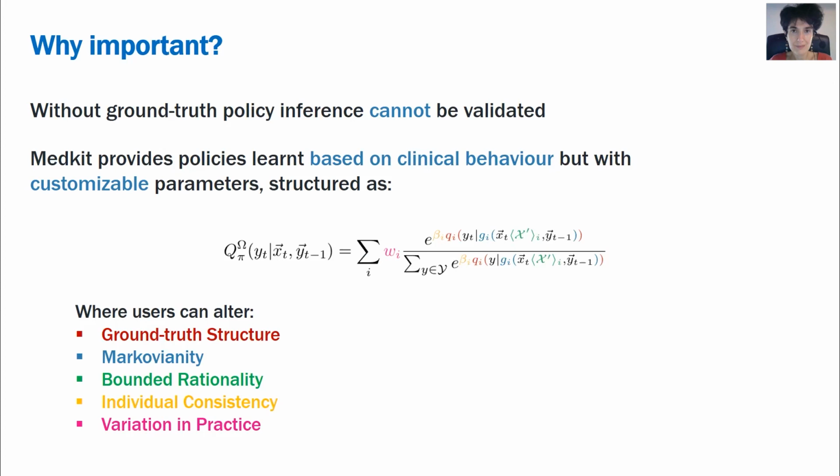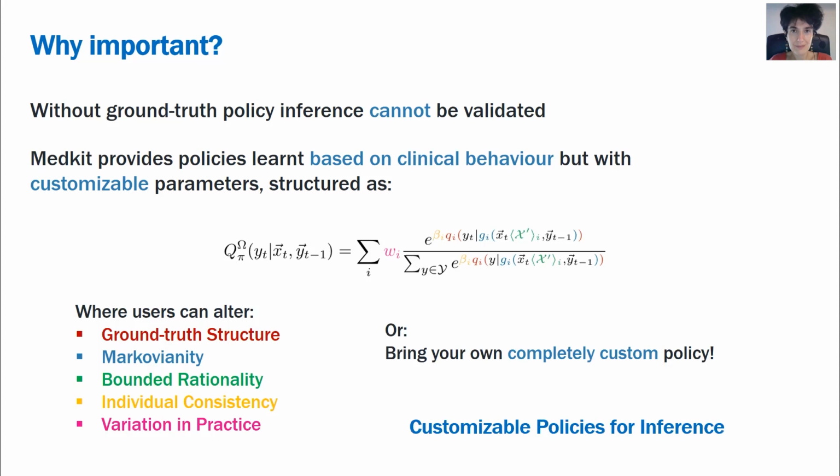So MedKit provides policies learned based on clinical behavior, but with customizable parameters. So users can alter ground truth structure, the Markovianity of the environment. We know that in many settings, the clinical settings are not Markovian, but rather semi-Markovian. Bounded rationality of decision makers can be evaluated, individual consistency, as well as we can simulate and emulate variation in practice. Or somebody can bring their own completely custom policies to MedKit. So this enables us to create a synthetic simulation environment for estimating and evaluating customizable clinical policies for inference.